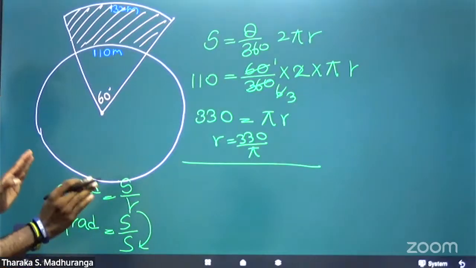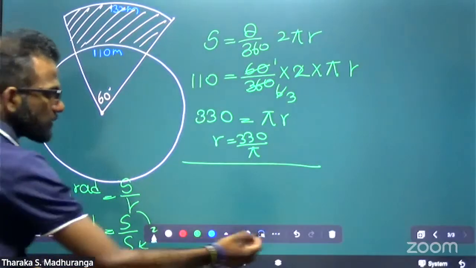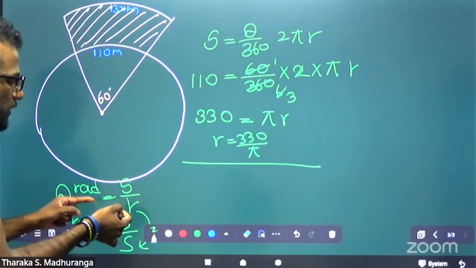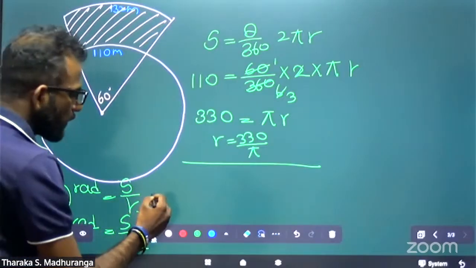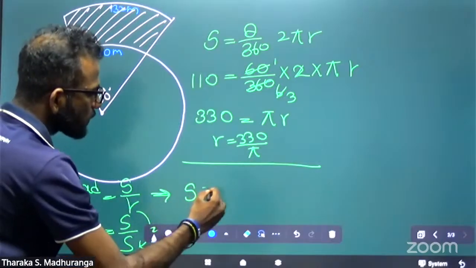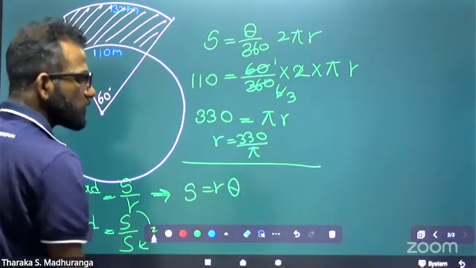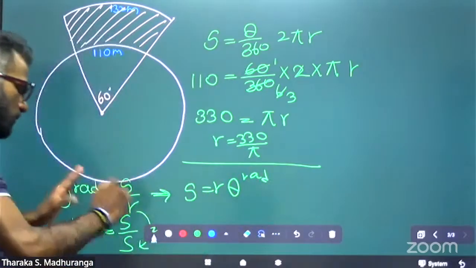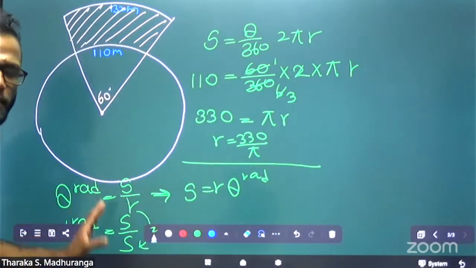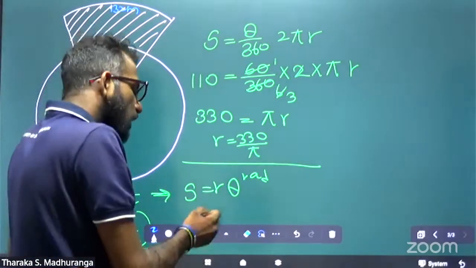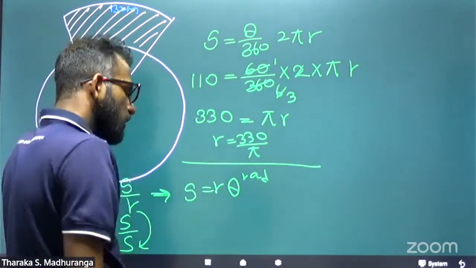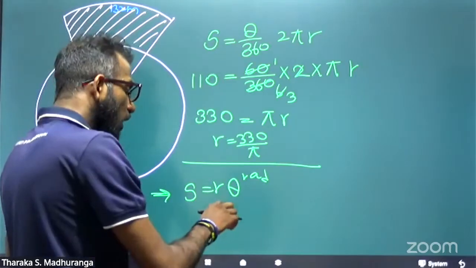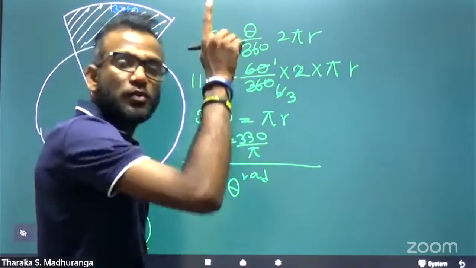To get the radius, you can modify the theta-radian equation as s equals r theta, by cross multiplication. So s equals r theta in radians. Now we don't know r, but theta we can convert into radians.